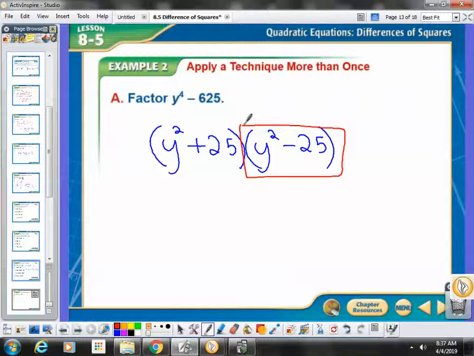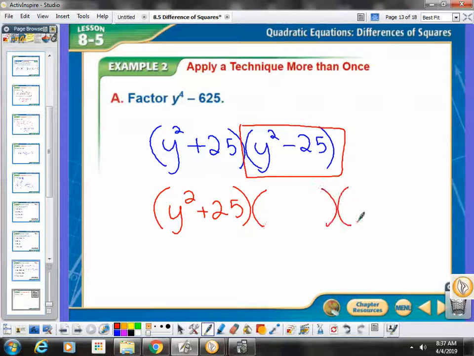Do I have a perfect square minus a perfect square in the first parenthesis? I don't. I have a plus sign, don't I? So I can't do anything further to that first parenthesis. I'm just going to bring it on down. But the second parenthesis, I've got a difference of squares. A perfect square minus a perfect square. So I'm going to set up two parentheses and I'm going to factor again.